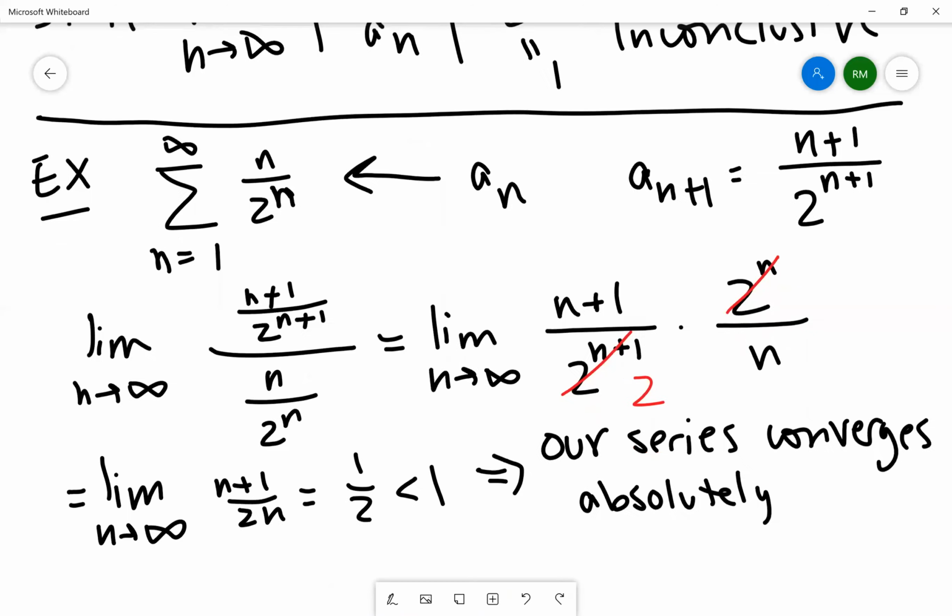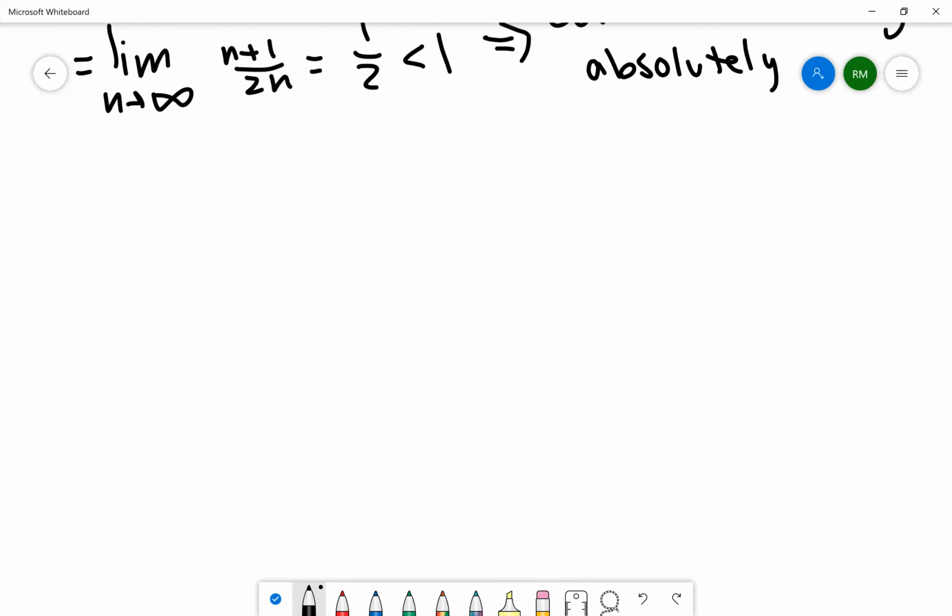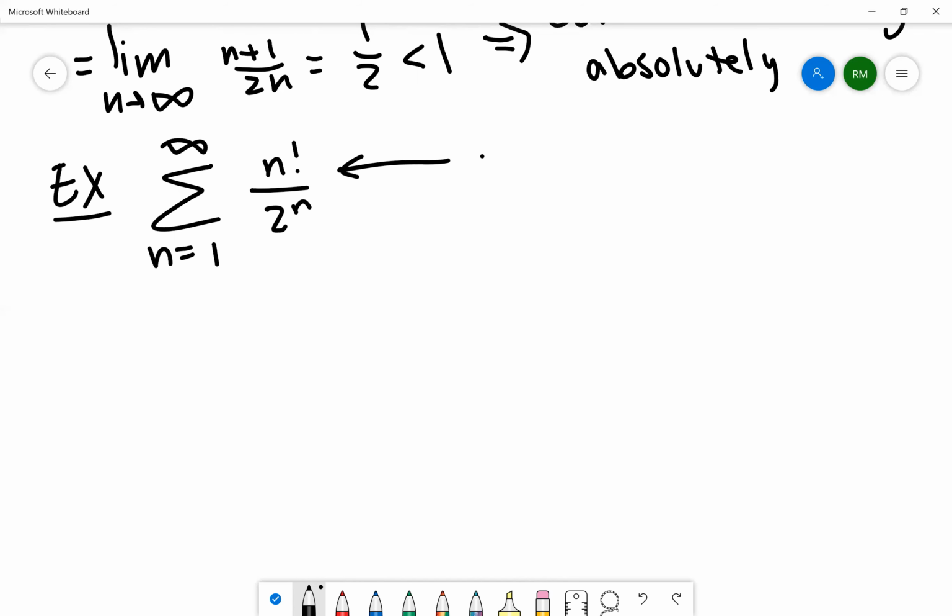So let's do an example where it's going to diverge. So let's do the example where we have the sum from n equals 1 to infinity of n factorial over 2 to the n. Okay, so that's a sub n, and therefore a sub n plus 1 is n plus 1 factorial over 2 to the n plus 1.